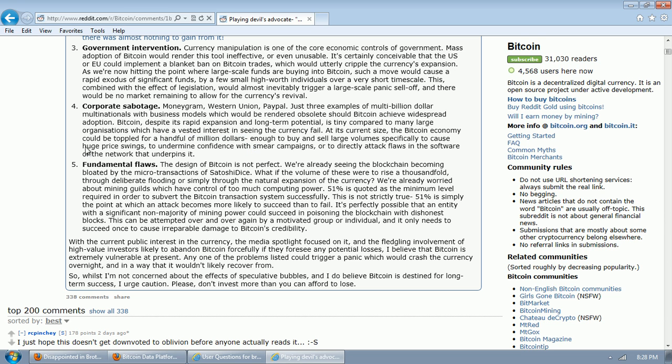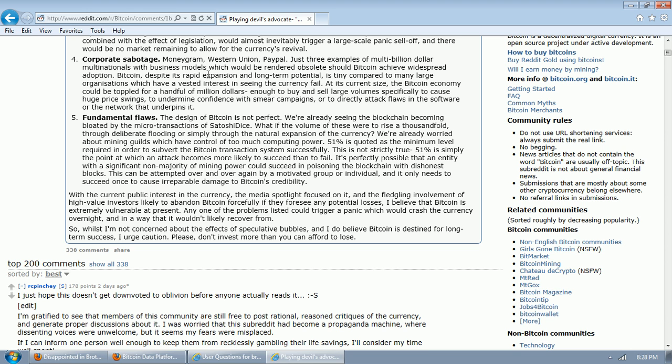And we've already seen the huge price swings. And is that undermining confidence? You tell me. We've seen the smear campaigns. Are they working? And the direct attacks against the software, well, we haven't seen them yet. So, again, that's a failure.